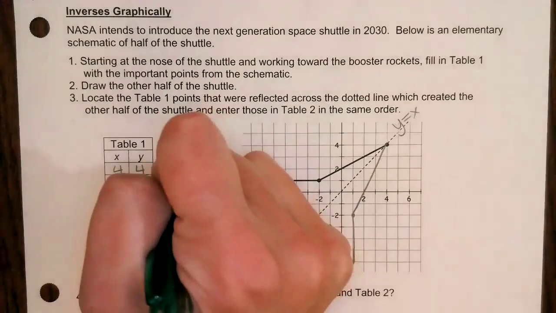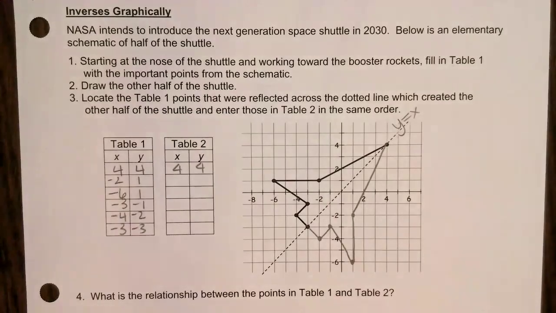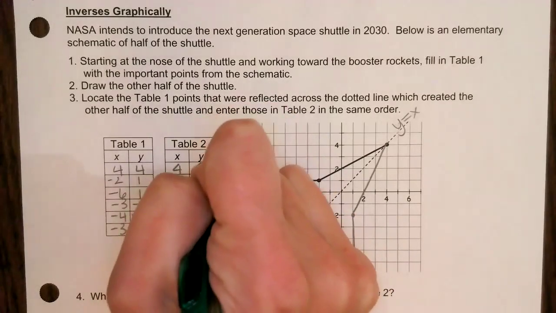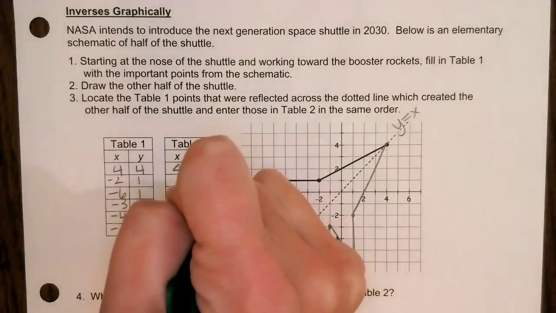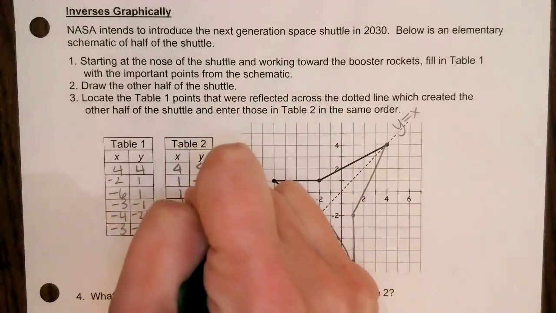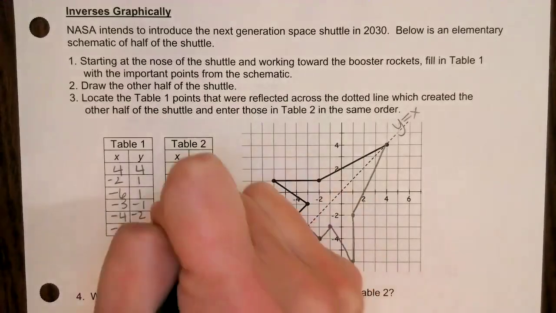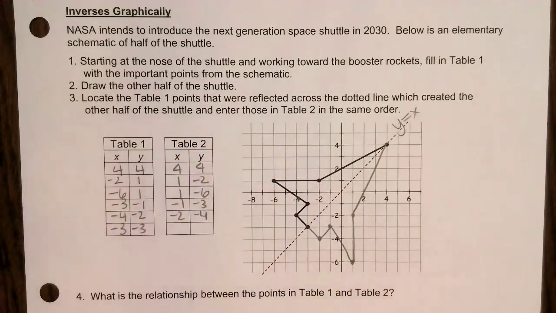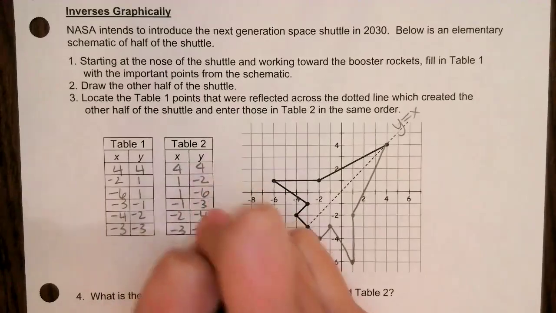And so I've got a point at 4, 4 again. And then our next one's at 1, -2. Our next one's at 1, -6. And then we've got -1, -3. And then -2, -4. And then -3, -3.